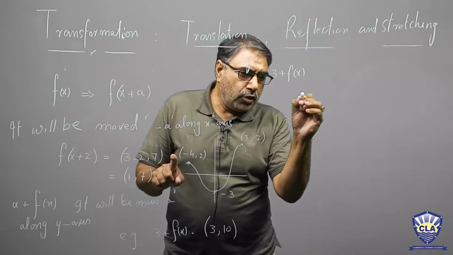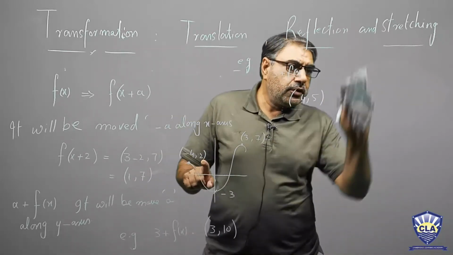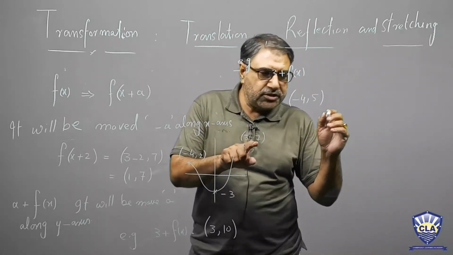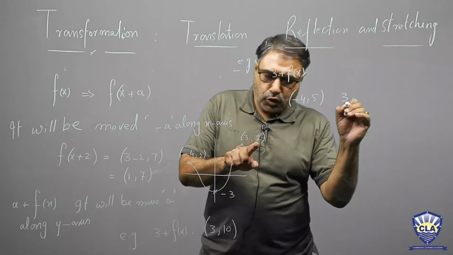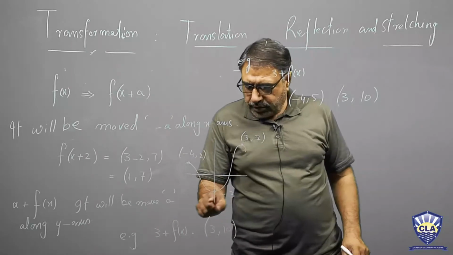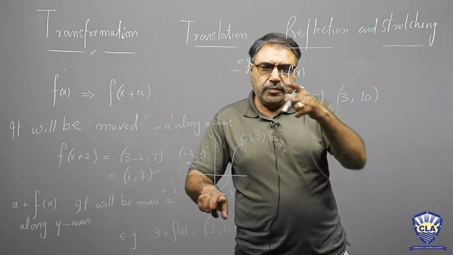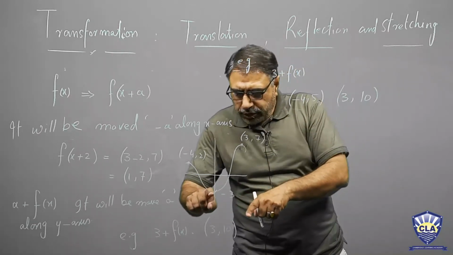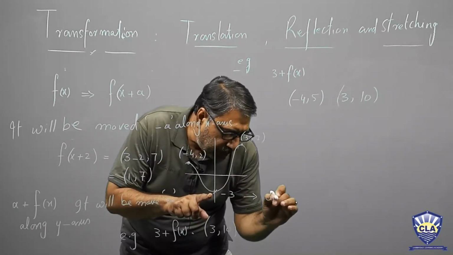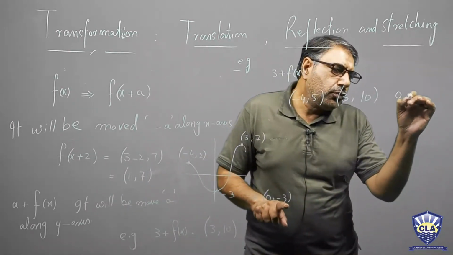Now -4, 5, and the second point becomes 3, 7, 3, 10. 3 will be added in the y coordinate. Now -3, add 3 in this. The coordinates are 0, comma minus 3. So it becomes 0, 0.